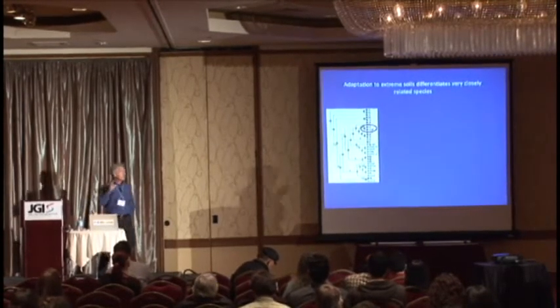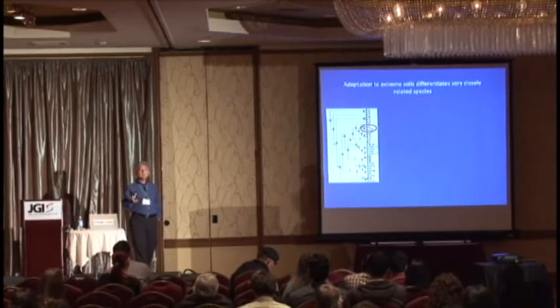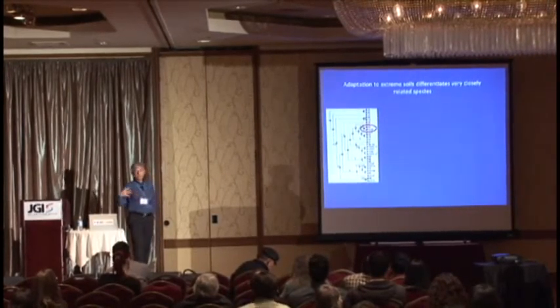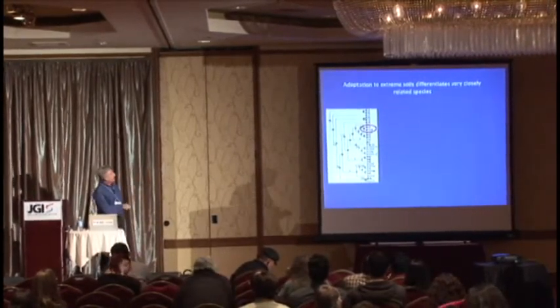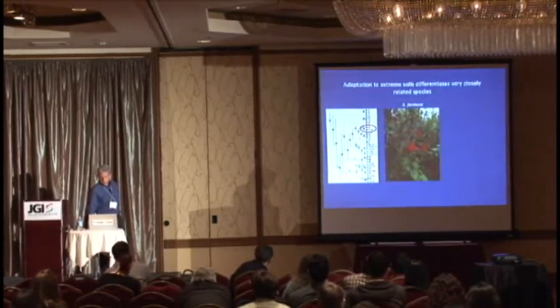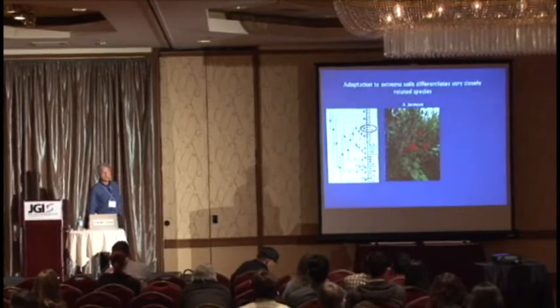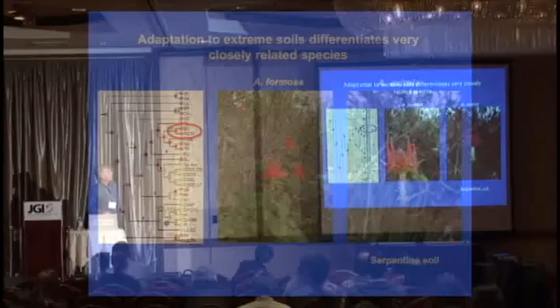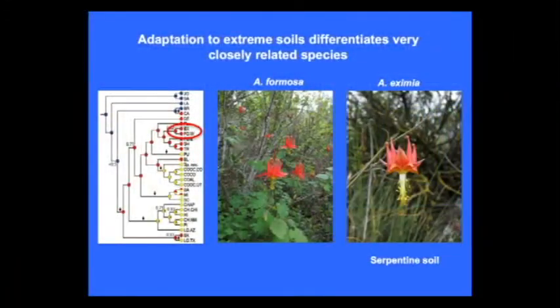I want to point out in the last few minutes some of the other things that we can do with Aquilegia. Not only are these flower color differences, but even in these very closely related taxa here, there are really interesting differences. So again, we have Formosa, which I talked about earlier, but we have Aquilegia eximia, which grows almost exclusively on serpentine soil.